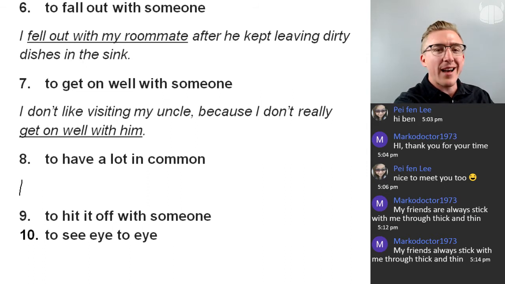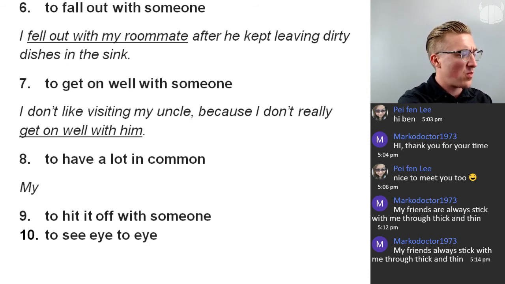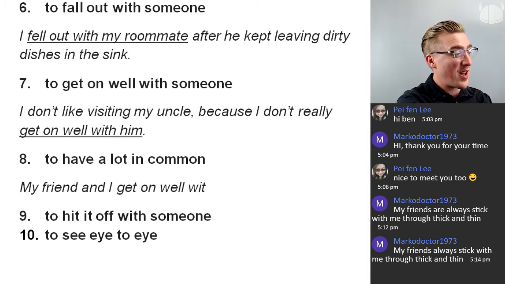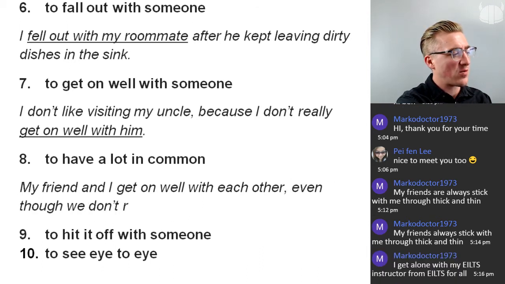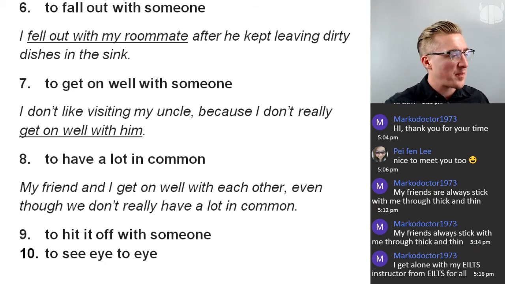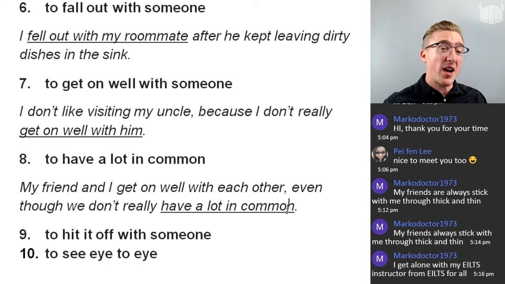Let's see, to have a lot in common, you can probably imagine it. You share similar hobbies, similar interests. It means you have a lot to talk about because you just have a lot of common interests. So, my friend and I get on well with each other, even though we don't really have a lot in common. I'll give you another negative example. In this case, we don't have a lot in common, but we still get on well together.